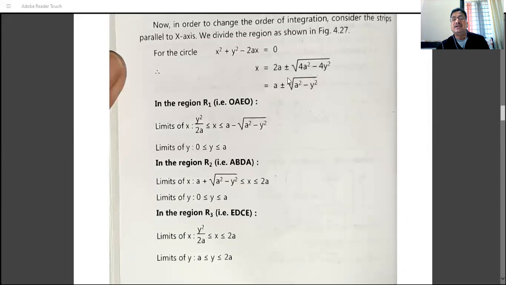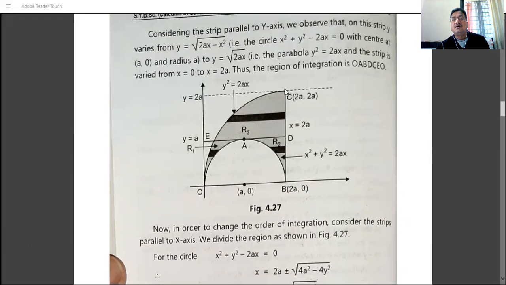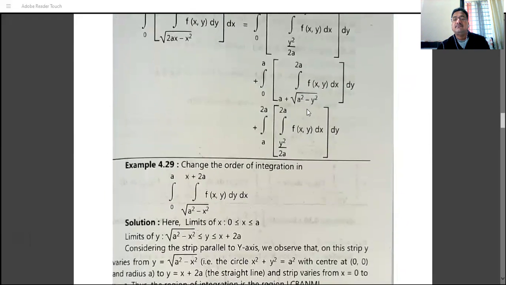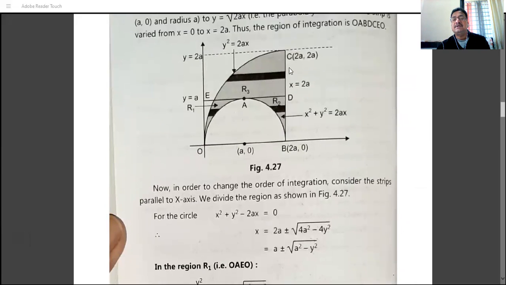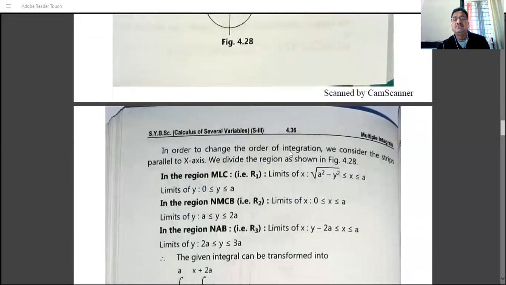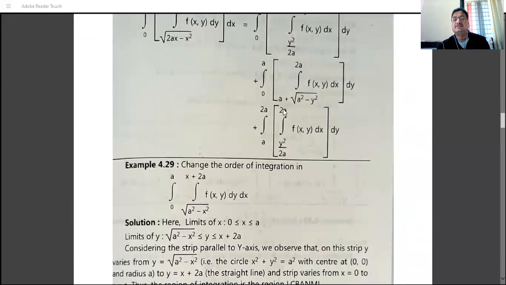And then in region R3, draw a strip parallel to the x-axis, and then one end touches the parabola y square is equal to 2ax, and so its value of x is y square by 2a. So y square by 2a is the lower limit. And the other end of the strip touches the line x is equal to 2a. So x is equal to 2a is the upper limit.